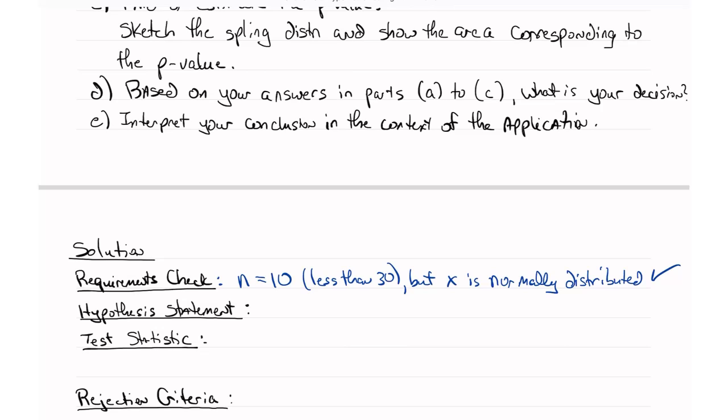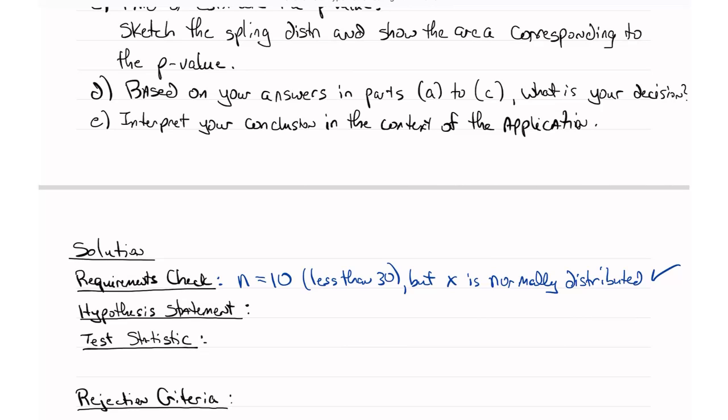If n was not at least 30, and x was not normally distributed, then we could not do this test this way. We'd have to use whatever distribution the data has and do some pretty complex or tedious calculations to do this test. All right. So luckily, we started with normally distributed data, so we can use this.